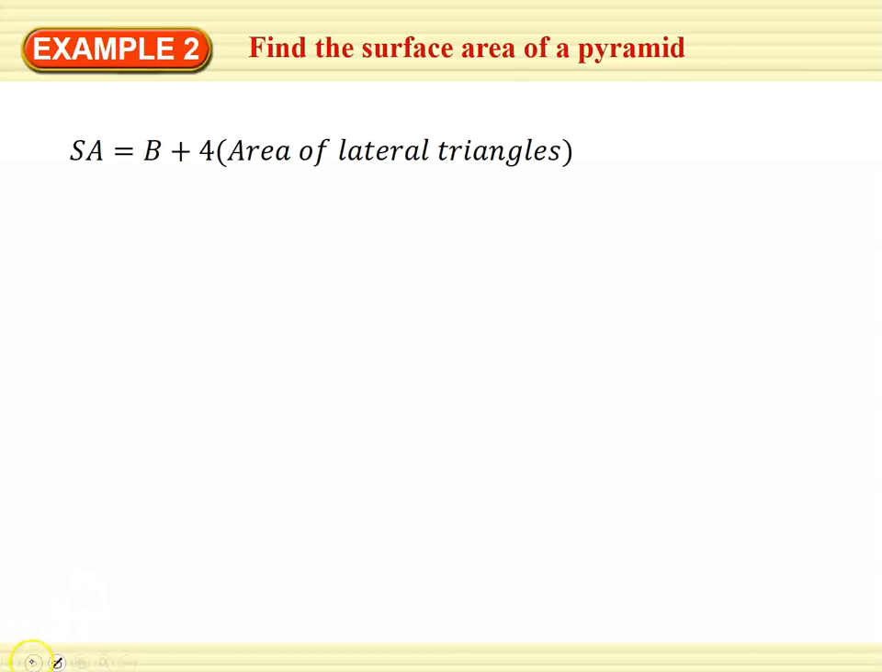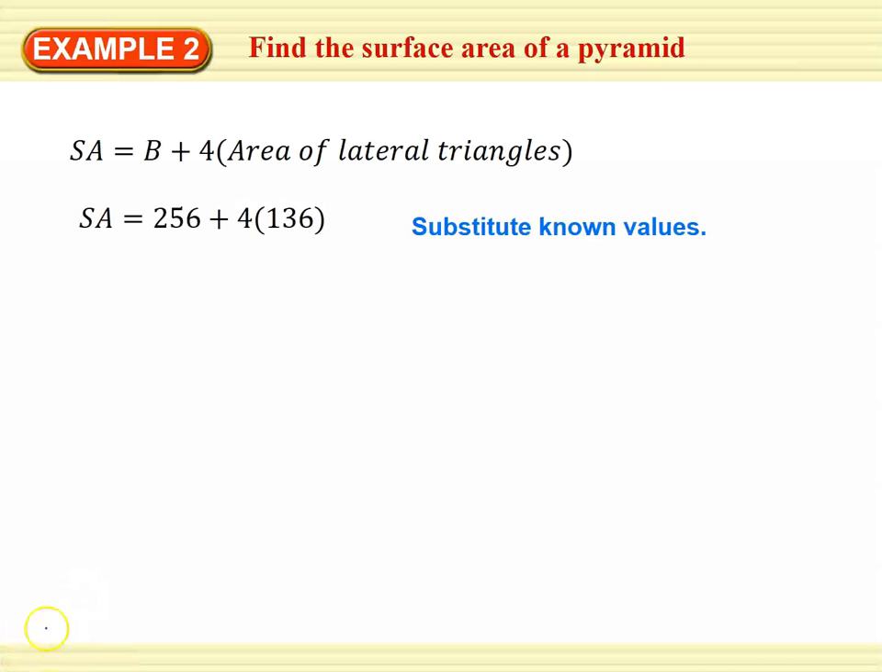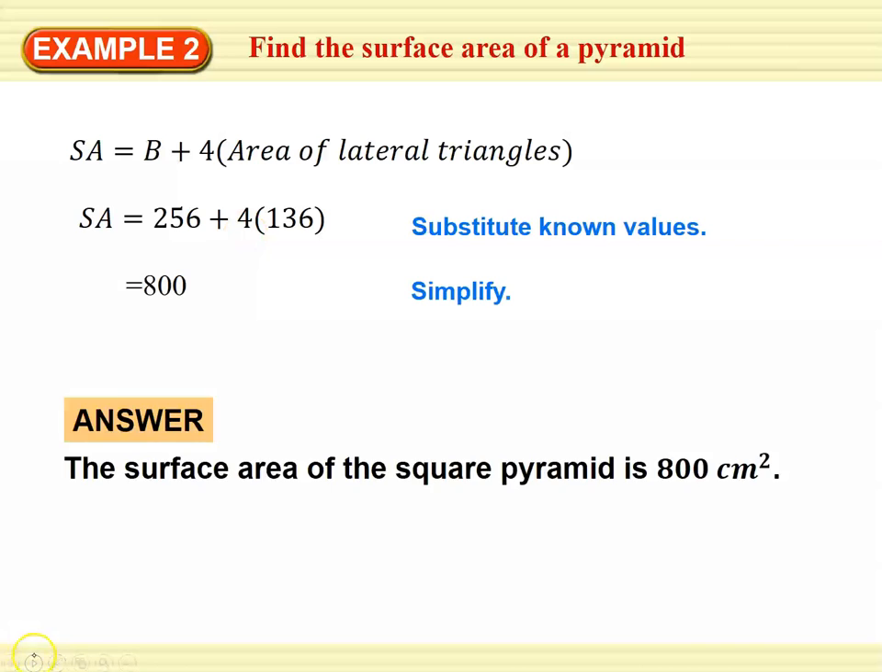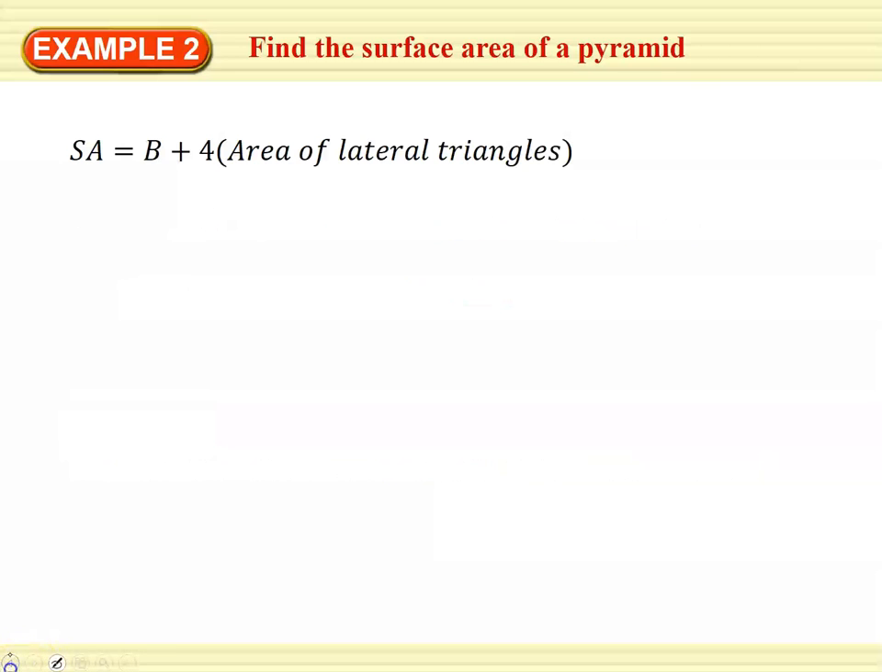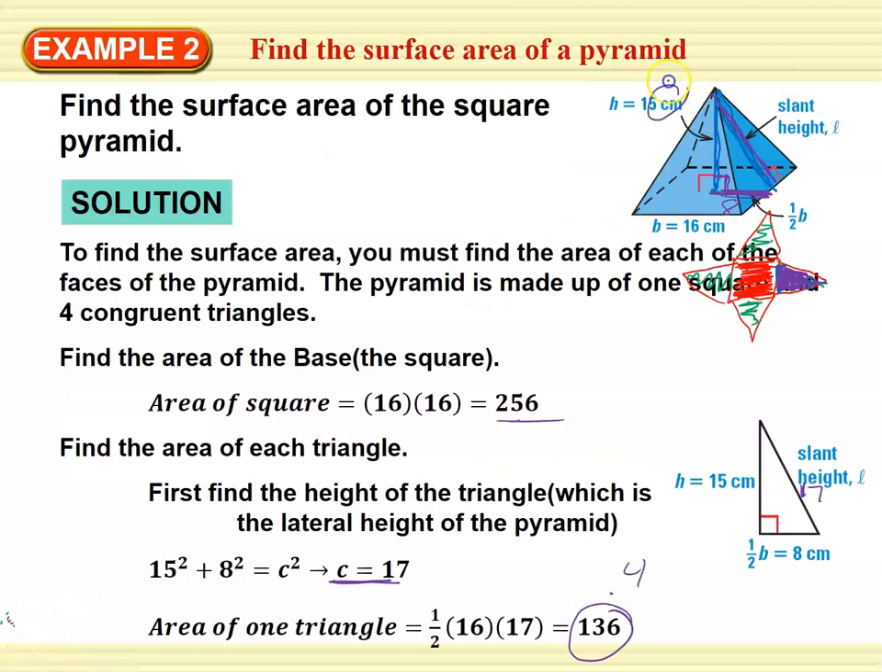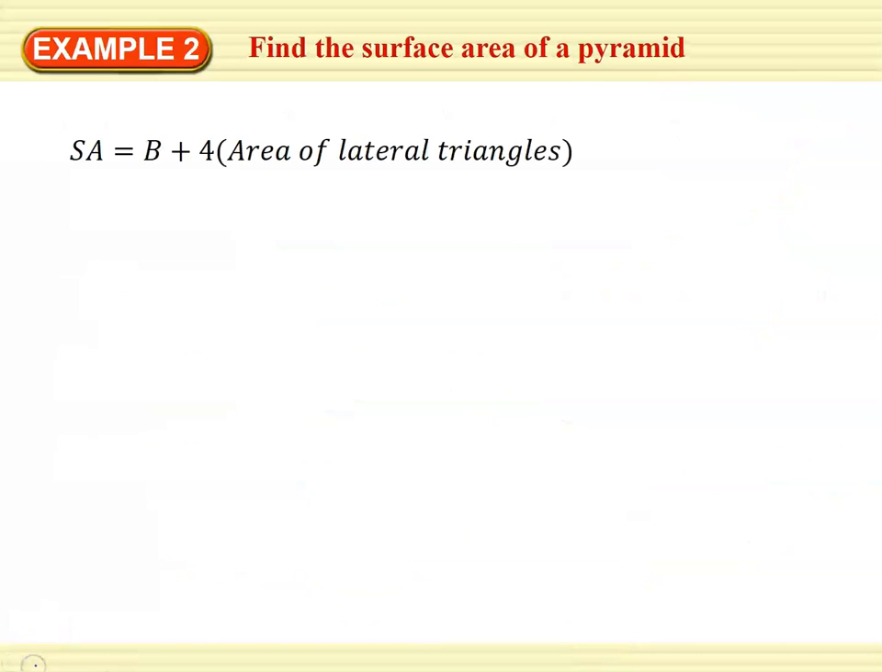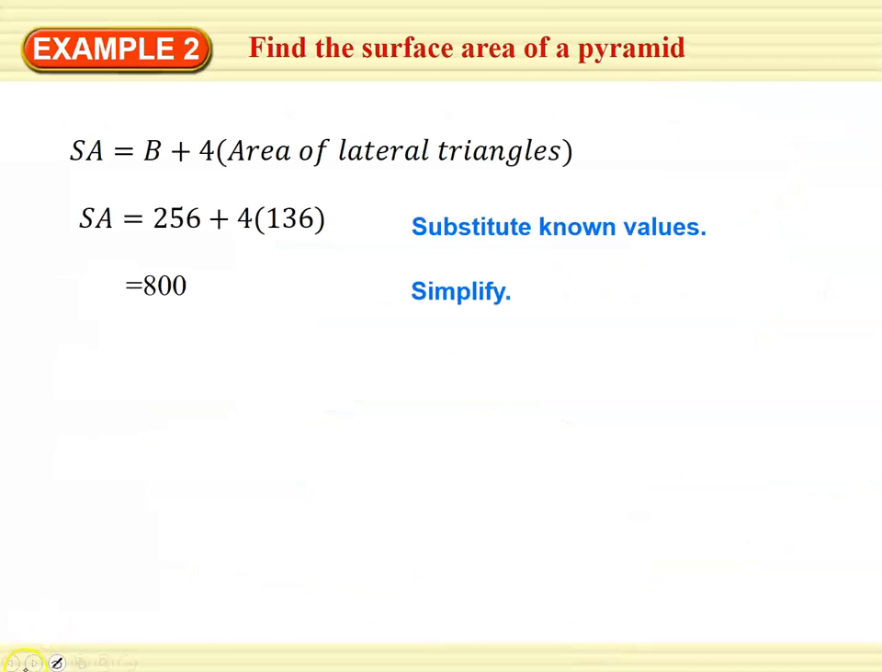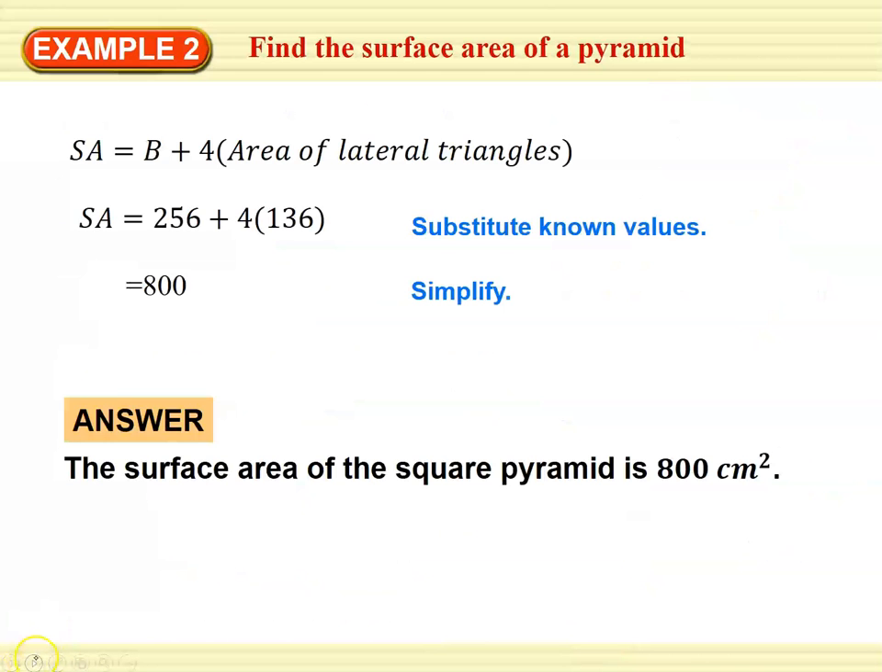So here I have the 256 and I'm adding to it the 136 times 4, and we get 800. So the surface area of this square pyramid is 800. Because our units were, I'll backtrack just to the picture again, centimeters, and since we're finding surface area, our units have to be centimeters squared, because we're talking about an area. Remember, anytime it's an area, it's going to be squared.